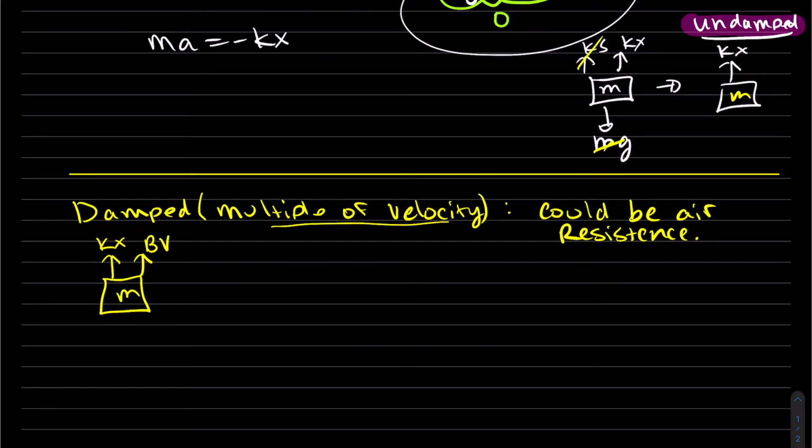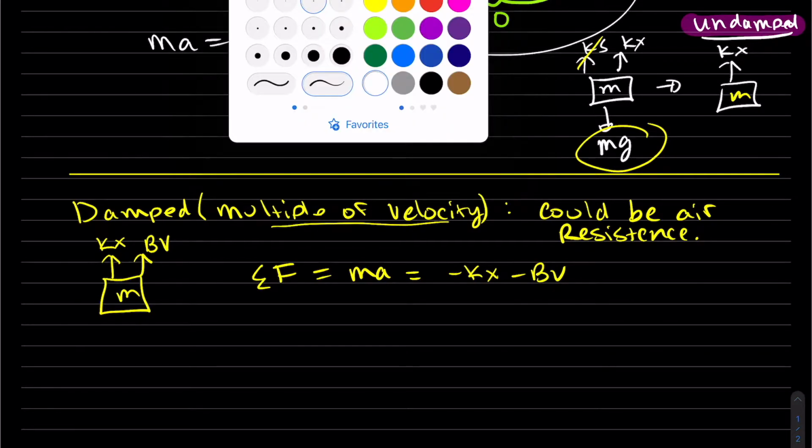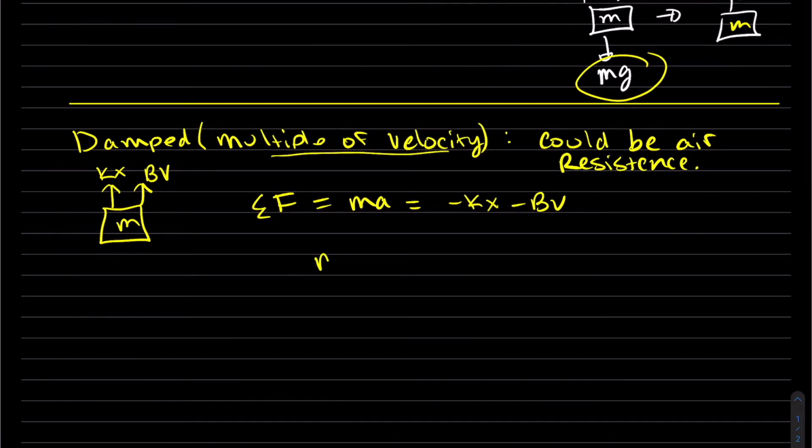So when we write this out, force equals ma, the sum of your forces, is equal to, looking at our picture, minus kx minus bv. Remember, pulling up is negative. Gravity goes down, it pulls it down, and what's pulling against it are the things going up. So writing this out, we have ma plus bv plus kx equals 0.